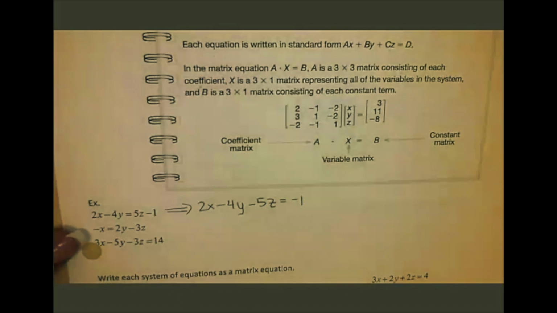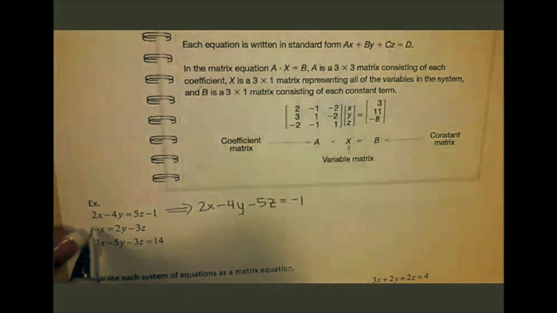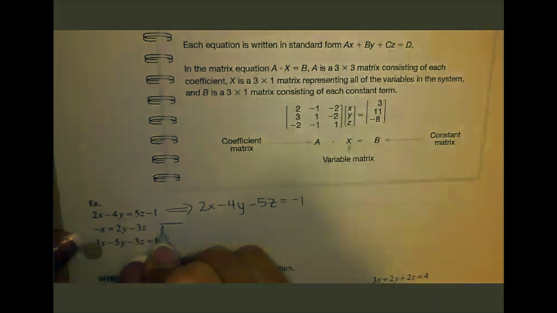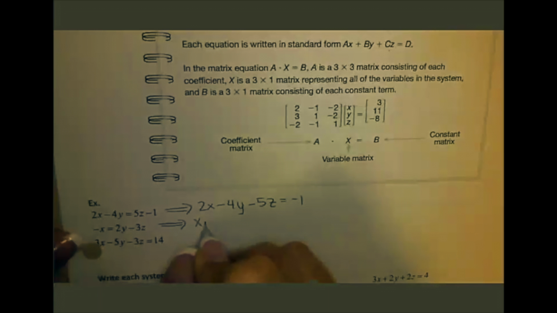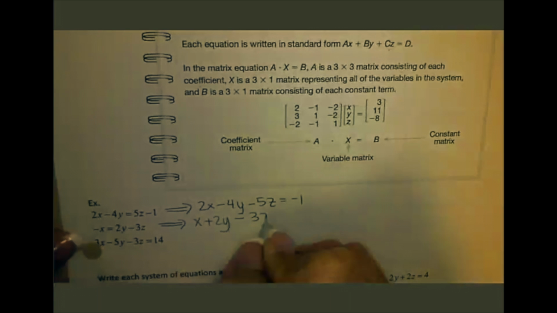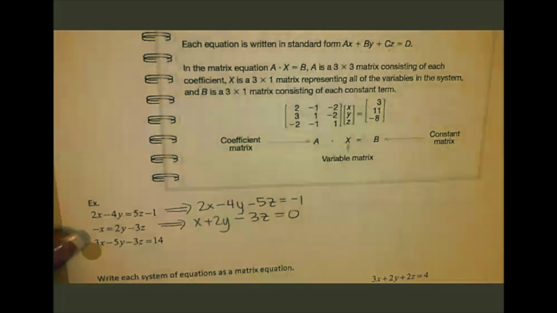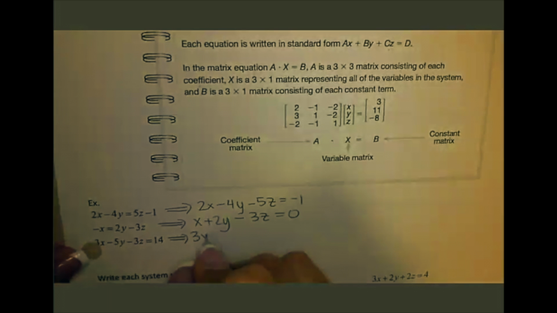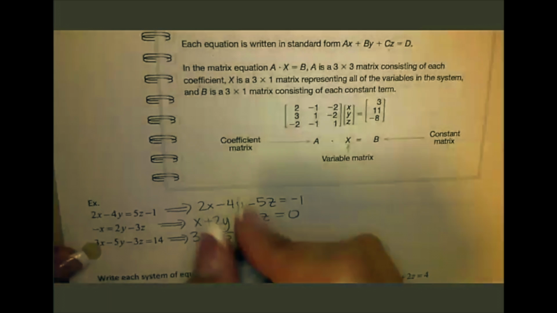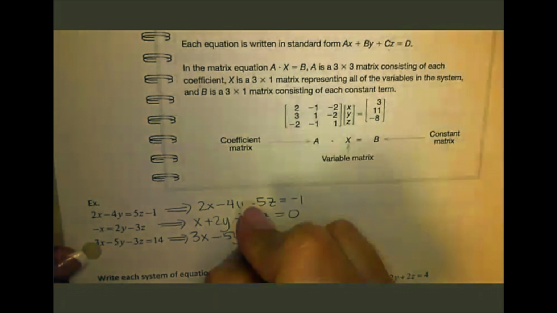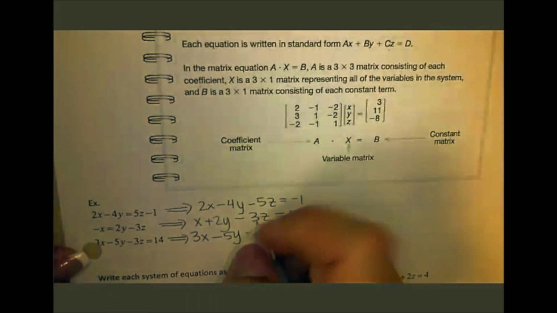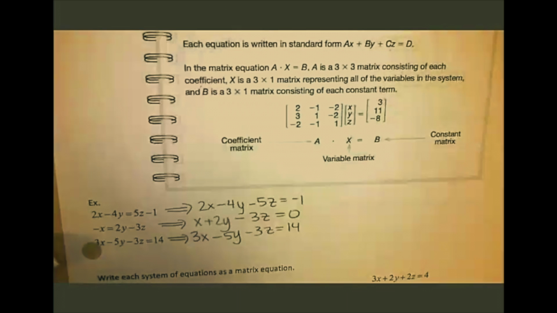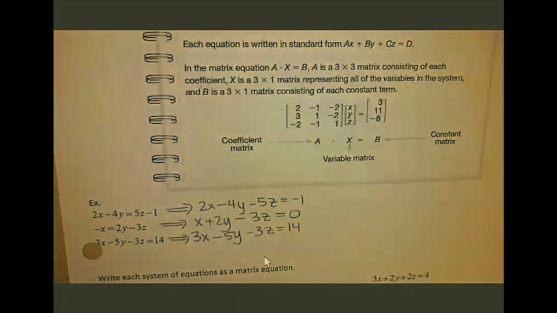In our second equation, we've got this negative x on the other side. So I am going to add x to get it to the other side. That gives me x plus 2y minus 3z is equal to 0, since nothing is left on the other side of the equal sign. The last equation's already in the standard form, so I'm just going to bring it over. Everything should be nice and lined up now. So we've got all of our variables on one side and our constants on the other side.